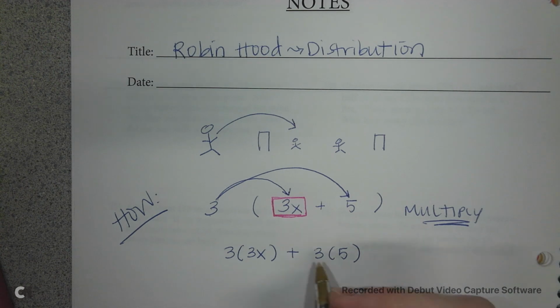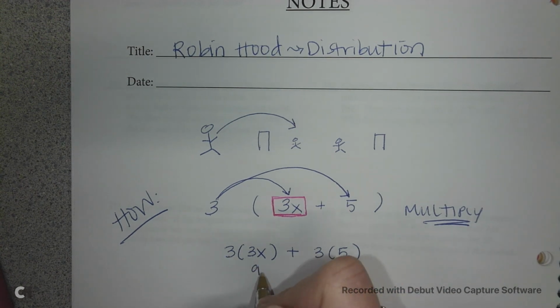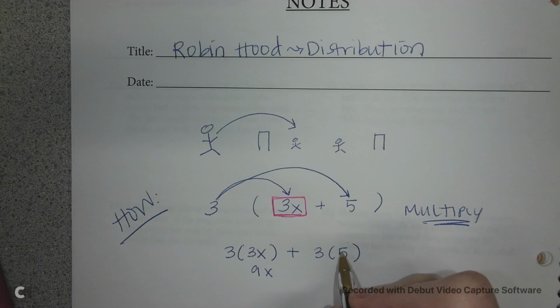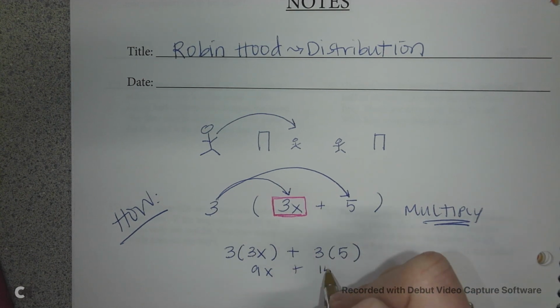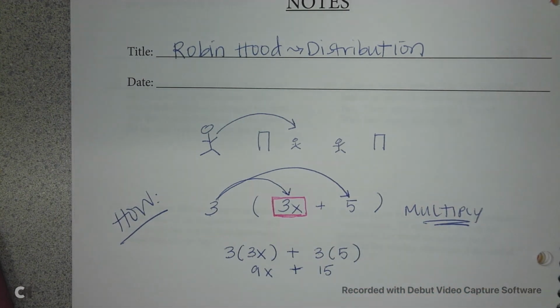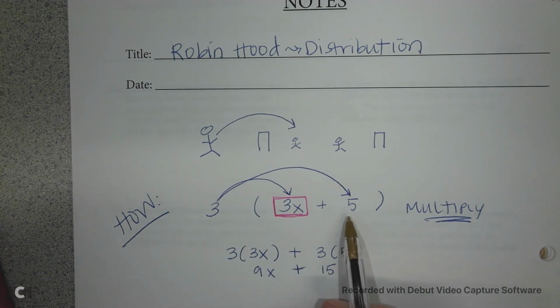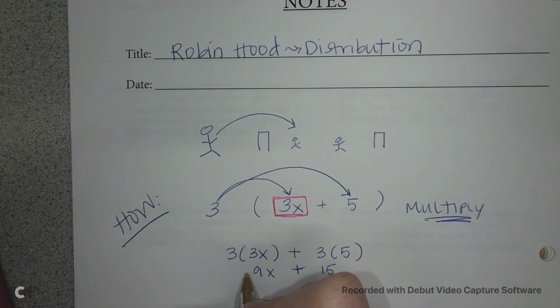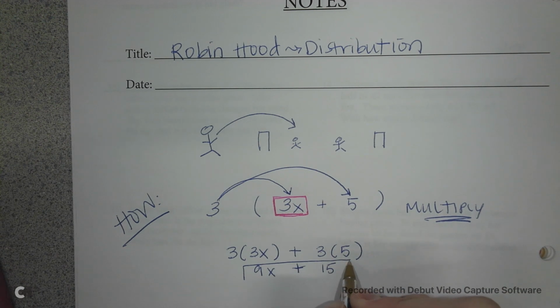Then we're going to simplify. So 3 times 3 is 9x, and 3 times 5 is positive 15. So if your teacher said simplify and they gave you this with a distribution problem, this would be the end answer that you would have.